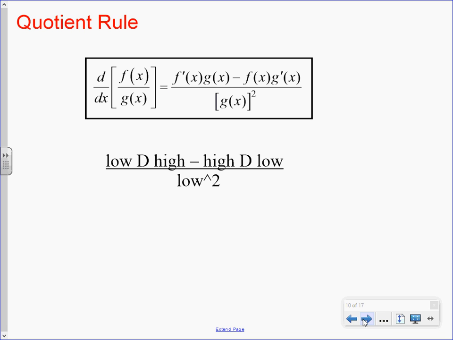Now growing up, this is how I remembered it: low d high minus high d low all over low squared. Kind of has a nice little bounce to it. Low just means denominator. D high means the derivative of the numerator. High, numerator. D low, derivative of the denominator.